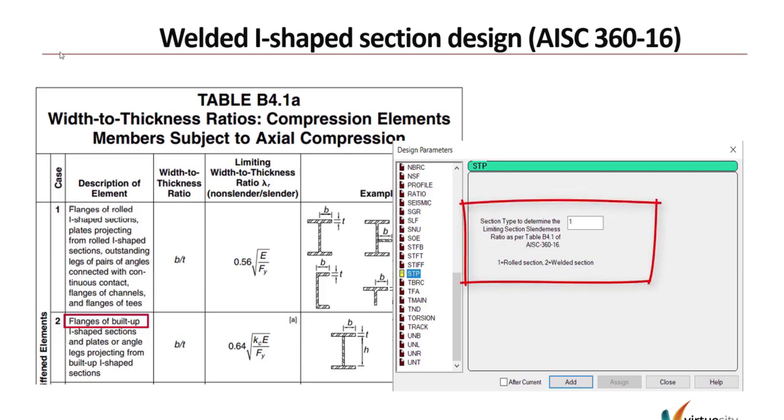Here you can see. By default the STP value is taken as 1, which means one is for the hot roll section, and second is the welded section whose STP value should be 2. So in our case, we are using the tapered web section. So basically, this is not a hot roll section. This has to be the built-up section. So we will select the STP value of 2 instead of 1.